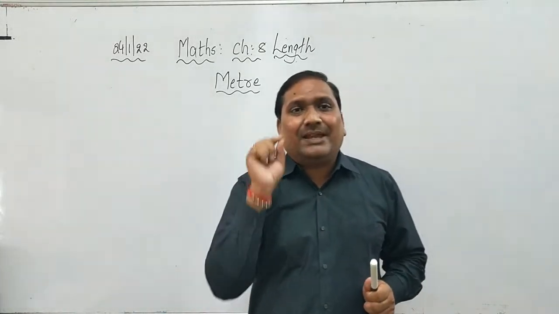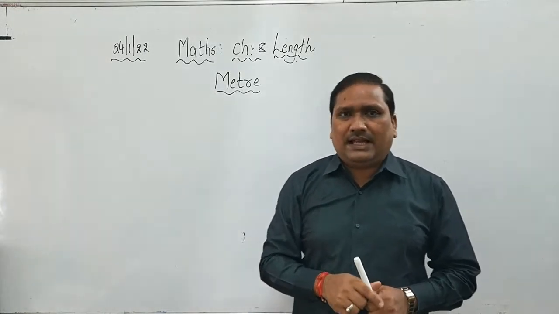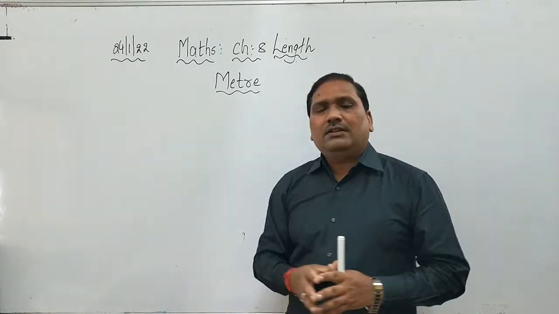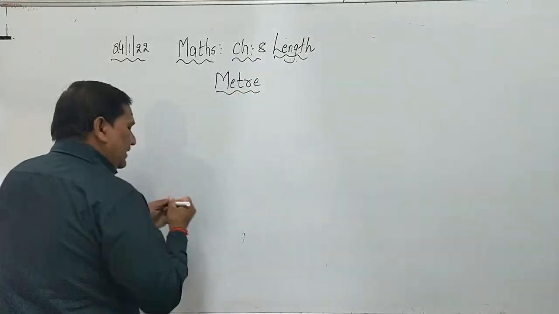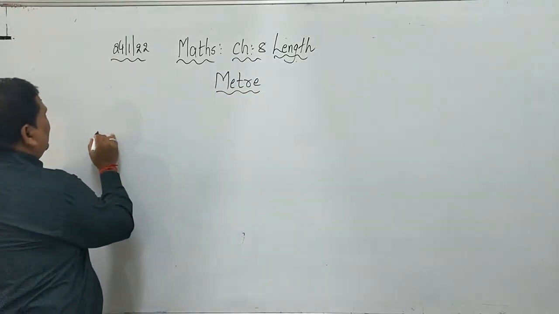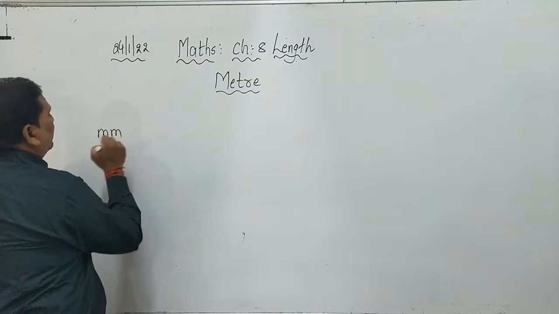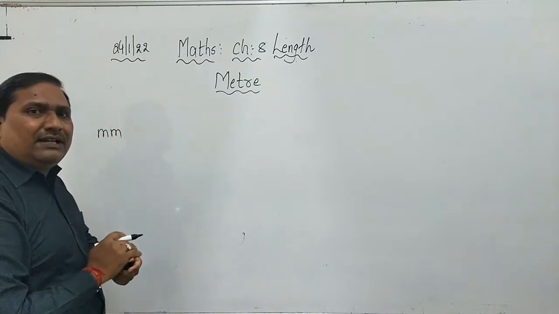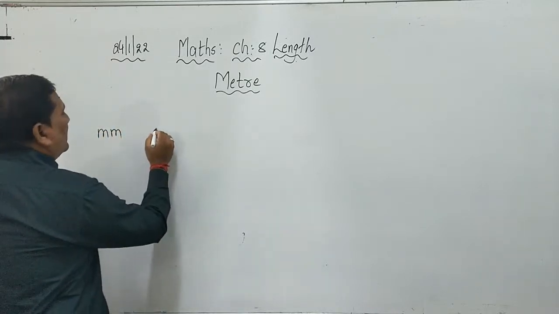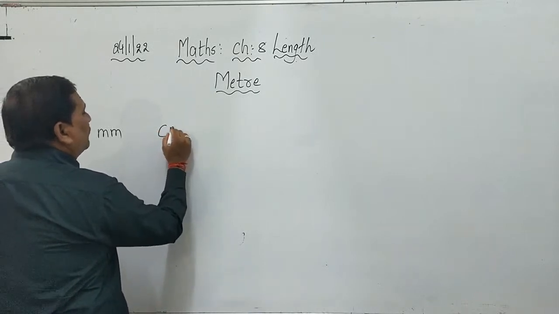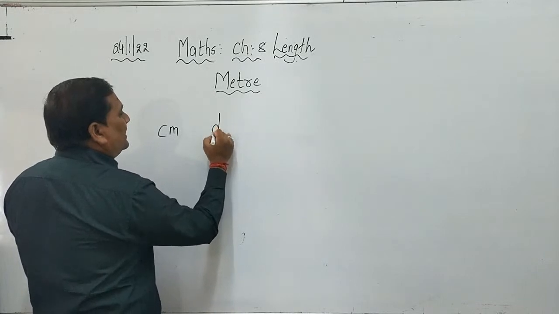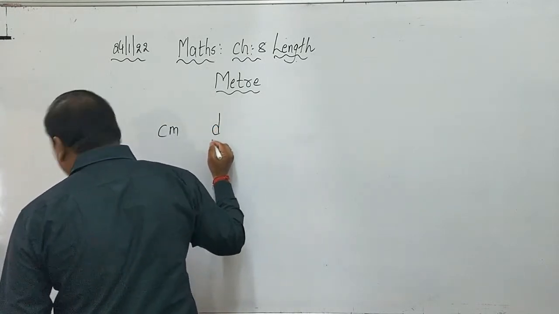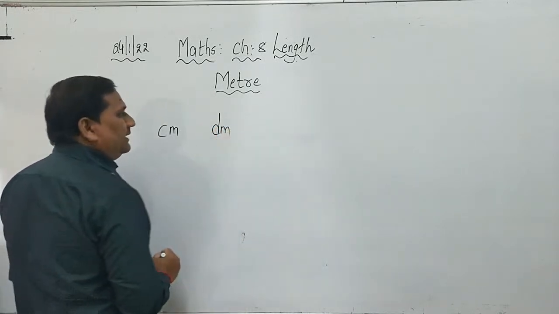एक छोटा सा टेबल आपके टेक्स्ट बुक में दिया गया है। The same table we will study. Okay, so the smallest unit is given as millimeter. After millimeter it is centimeter. After centimeter it is dm, that means decimeter.